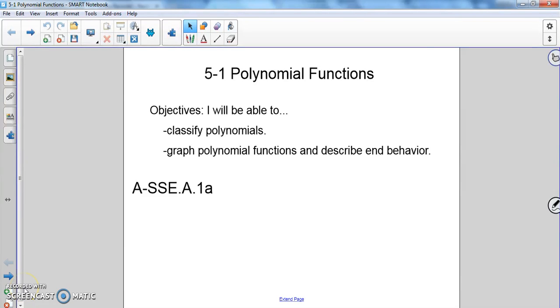Guys, today we are going to do 5.1 polynomial functions, and our objectives. I will be able to classify polynomials, and I will be able to graph polynomial functions and describe end behavior.